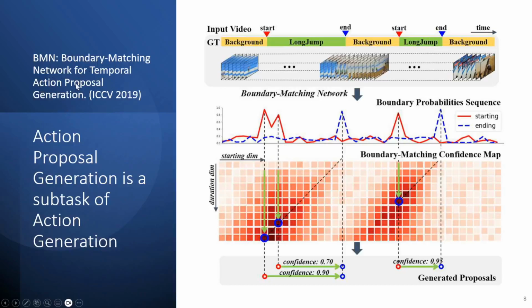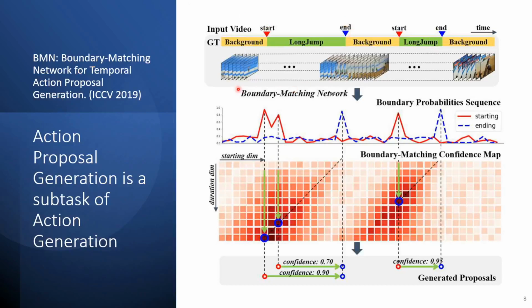So here you can see the keyword. The keyword is action proposal generation. So do they care about the class label? No, that's right. Totally correct. They don't care about the class label. What they care about is the start and end time.